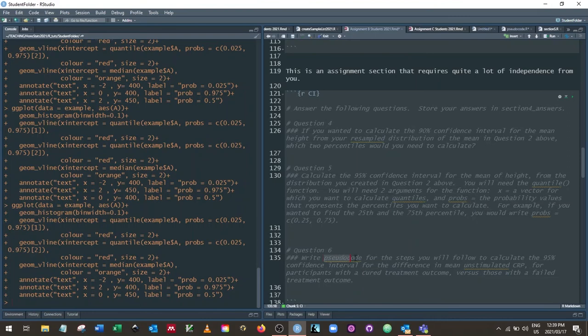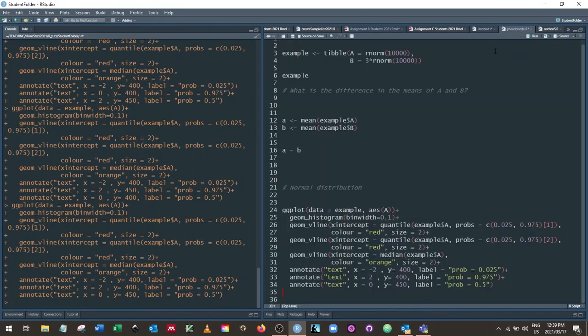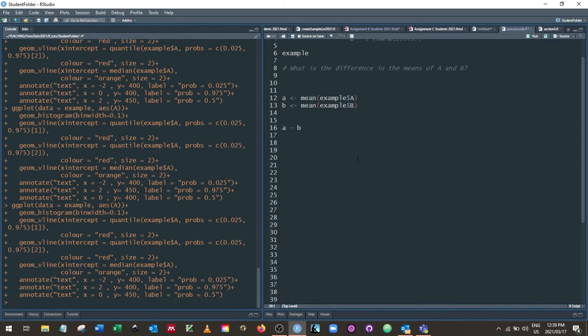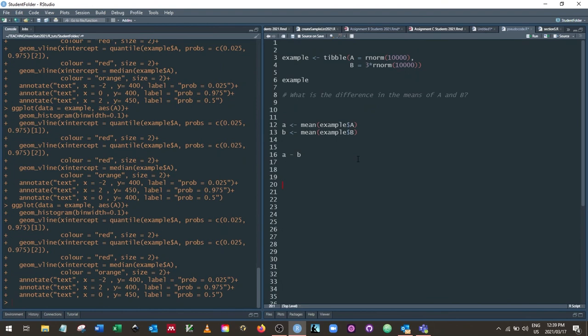Write pseudocode. So what is pseudocode? I'm going to demonstrate it. Don't worry about that. So let's say we're in R and I created a table or a data frame, as you've been doing before. Don't worry about this code. It looks a bit intense, but don't worry about it.